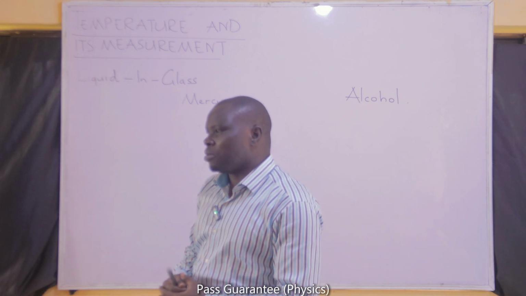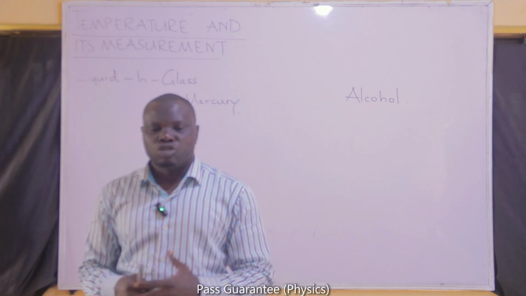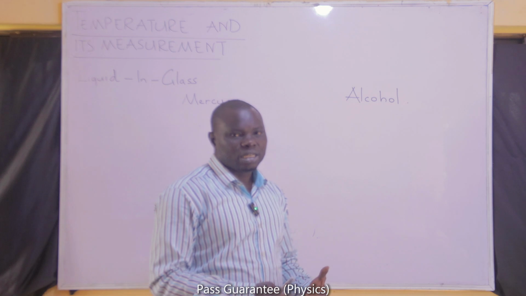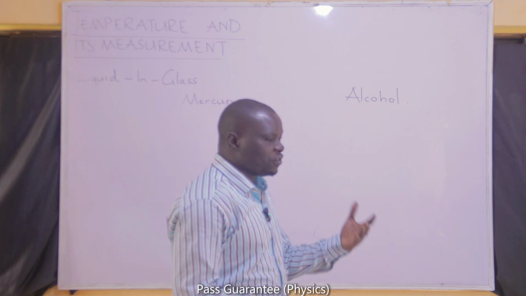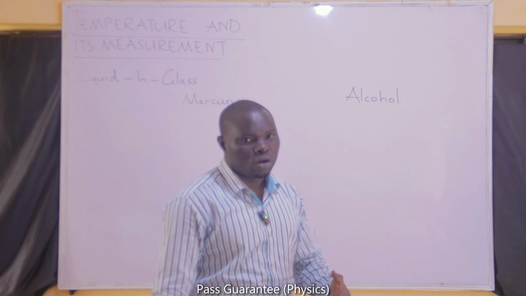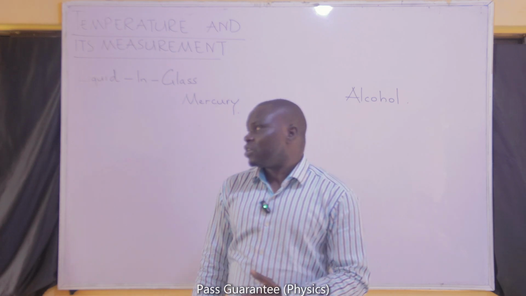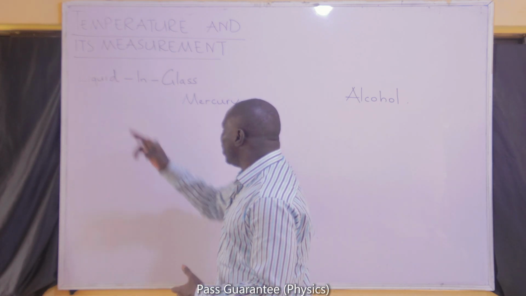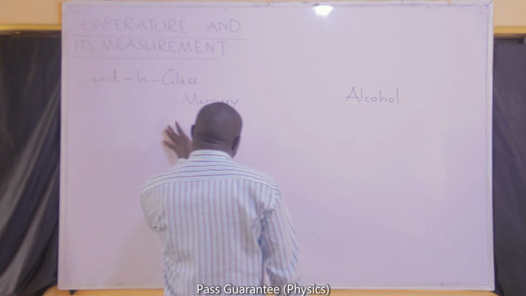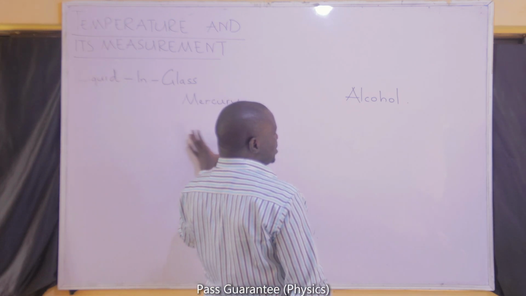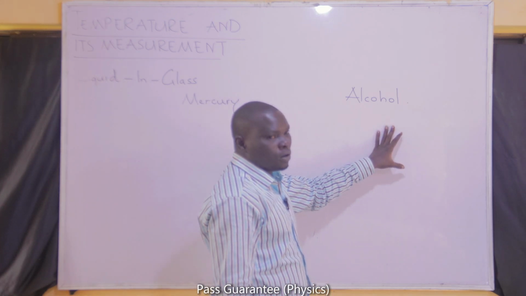If I want to design a thermometer that can measure up to 100, 200, 300 degrees Celsius, even up to 350, I can use mercury because I'm so sure that up until that range of temperature, it is still a liquid. An advantage for mercury is a clear disadvantage for alcohol.